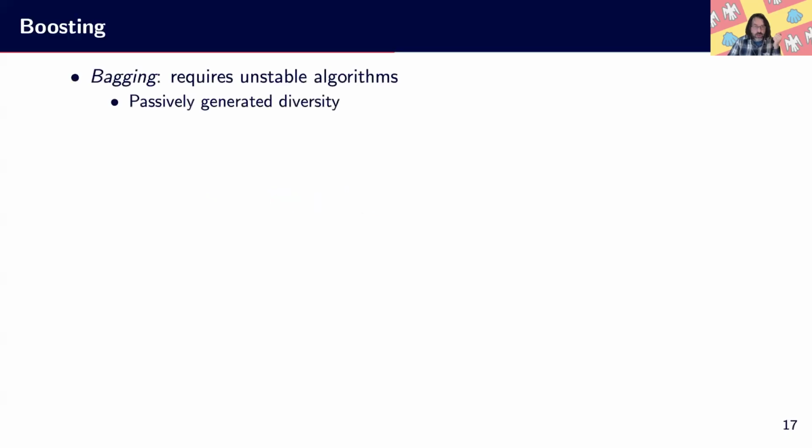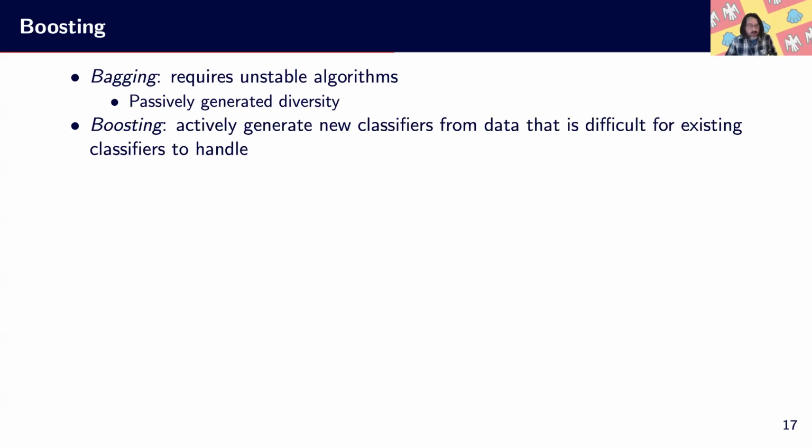So now let's talk about boosting. With bagging, we need unstable algorithms, which passively generate diversity by just training the same algorithm with different randomly sampled subsets of the training set. With boosting, we will proceed differently. We will try to actively generate a new classifier from data that is difficult for the classifiers we have so far in the process to handle.